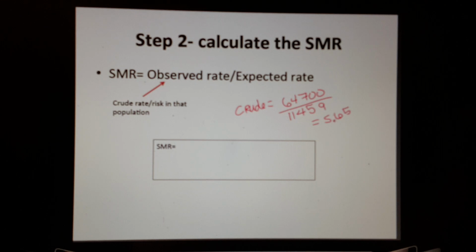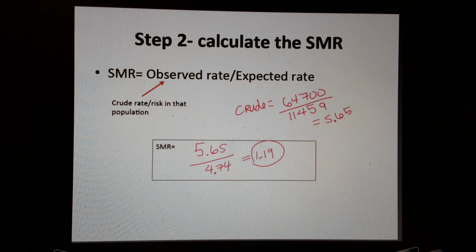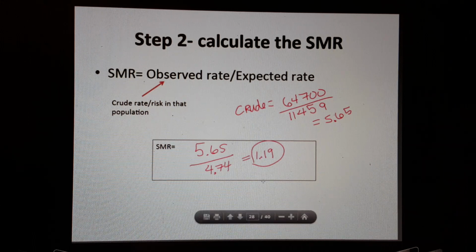Okay, so that's your crude, which is the same as your observed. It's going to be 5.65 divided by your expected rate, so that's what you calculated in the slide previously, which equals 1.19. Okay, so that's your SMR. This is where a lot of people will actually stop indirect standardization. If you look at it for textbooks or other resources, they'll usually just report this ratio. But for the class, we are going to keep going.